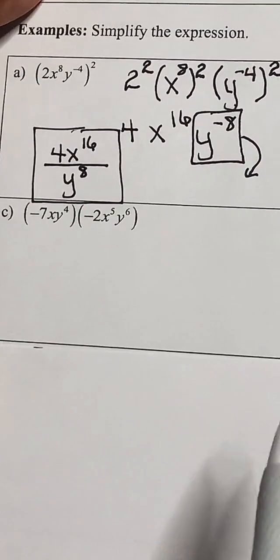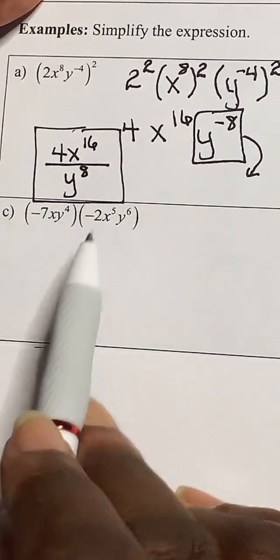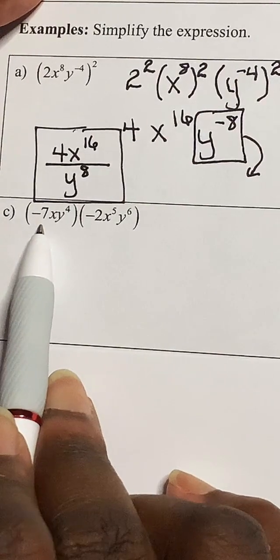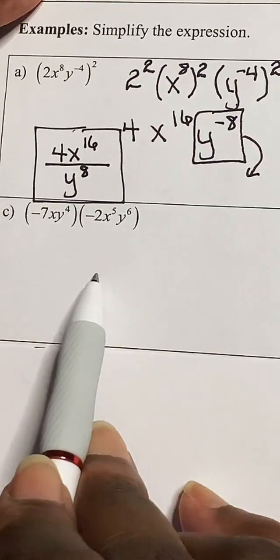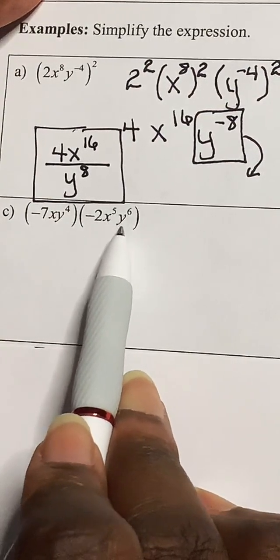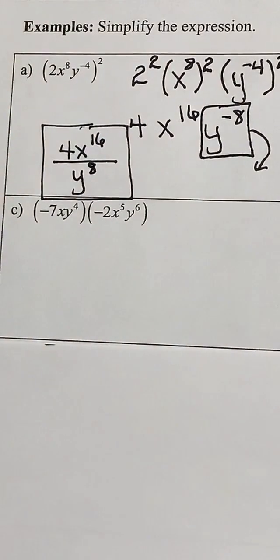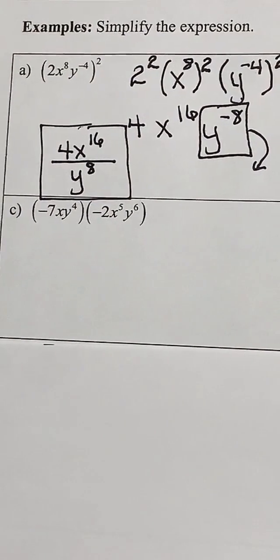Boom, pow. We're going back to Batman now. All right, so we have -7xy to the 4th times -2x to the 5th y to the 6th. Okay, let me give you a moment. Give it a try.